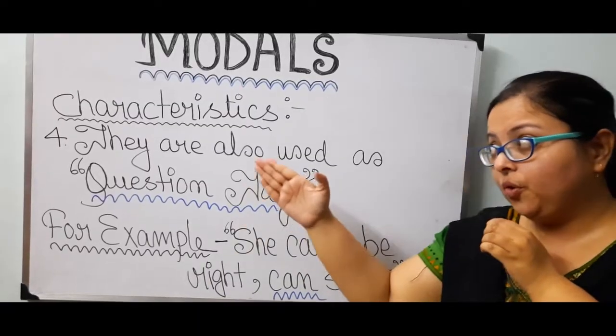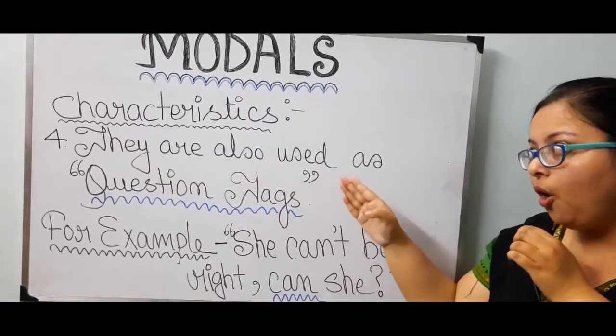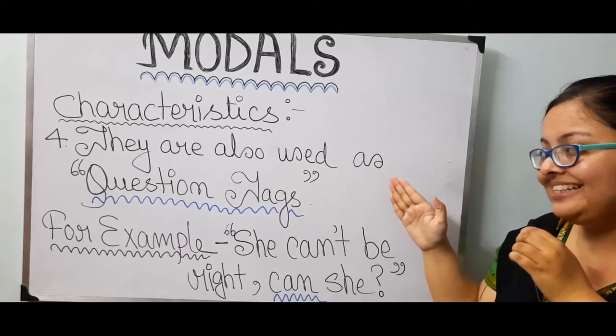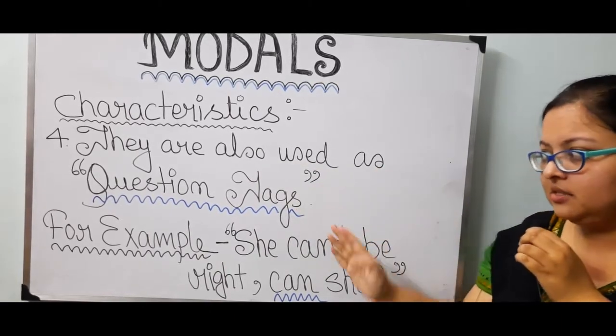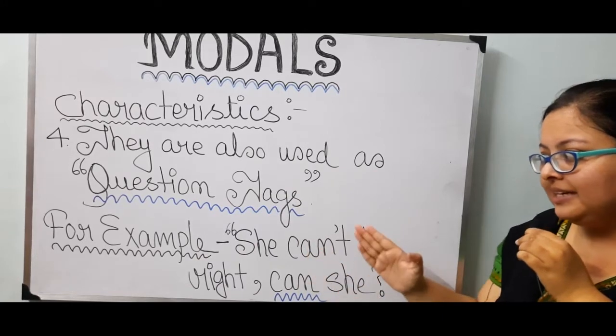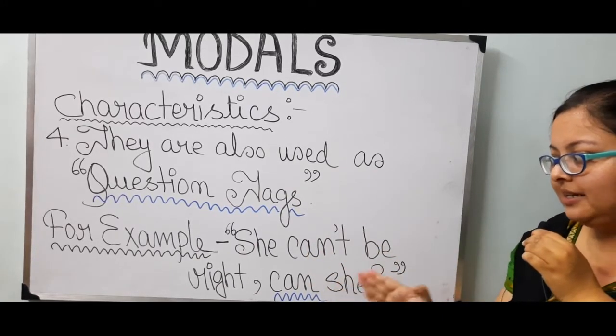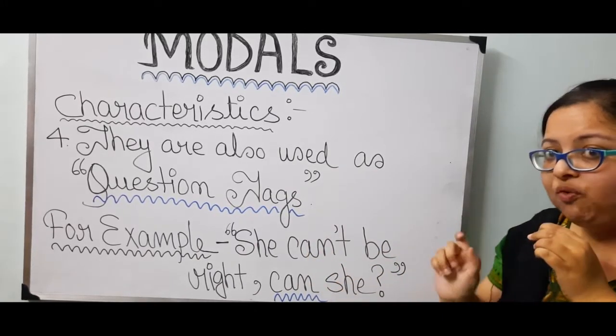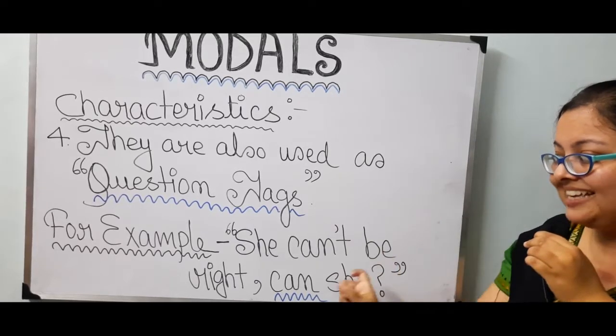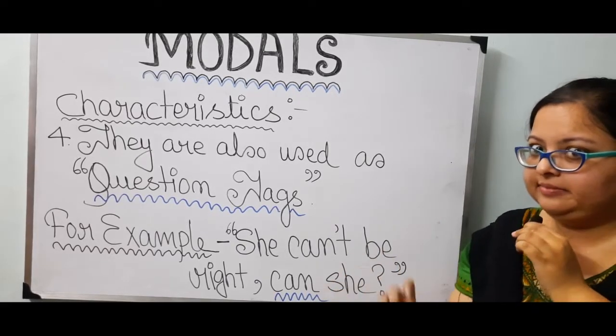Next, number 4. They are also used as question tags. For example, she can't be right, can she? So over here, the question tag is basically can.